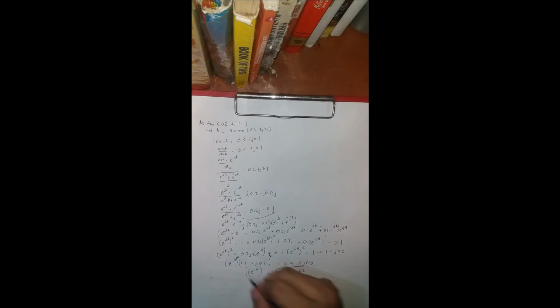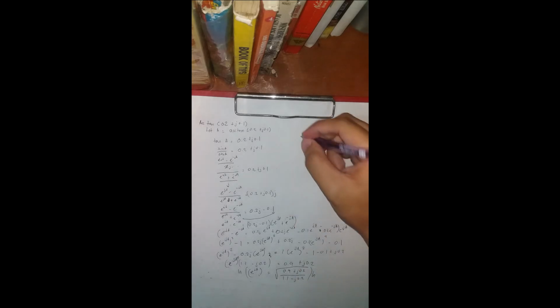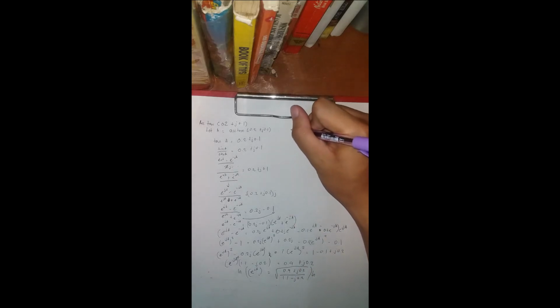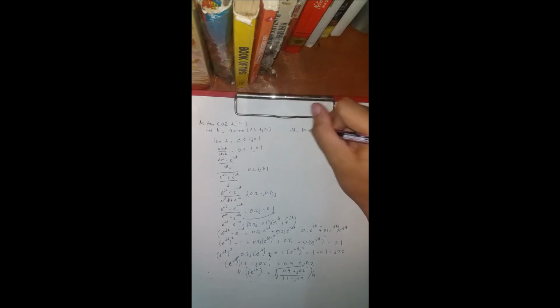And then we take ln of both sides. So ln of e cancels, and what is left is just jA equal to the ln of the square root of 0.9 plus j0.2 all over 1.1 minus j0.2.